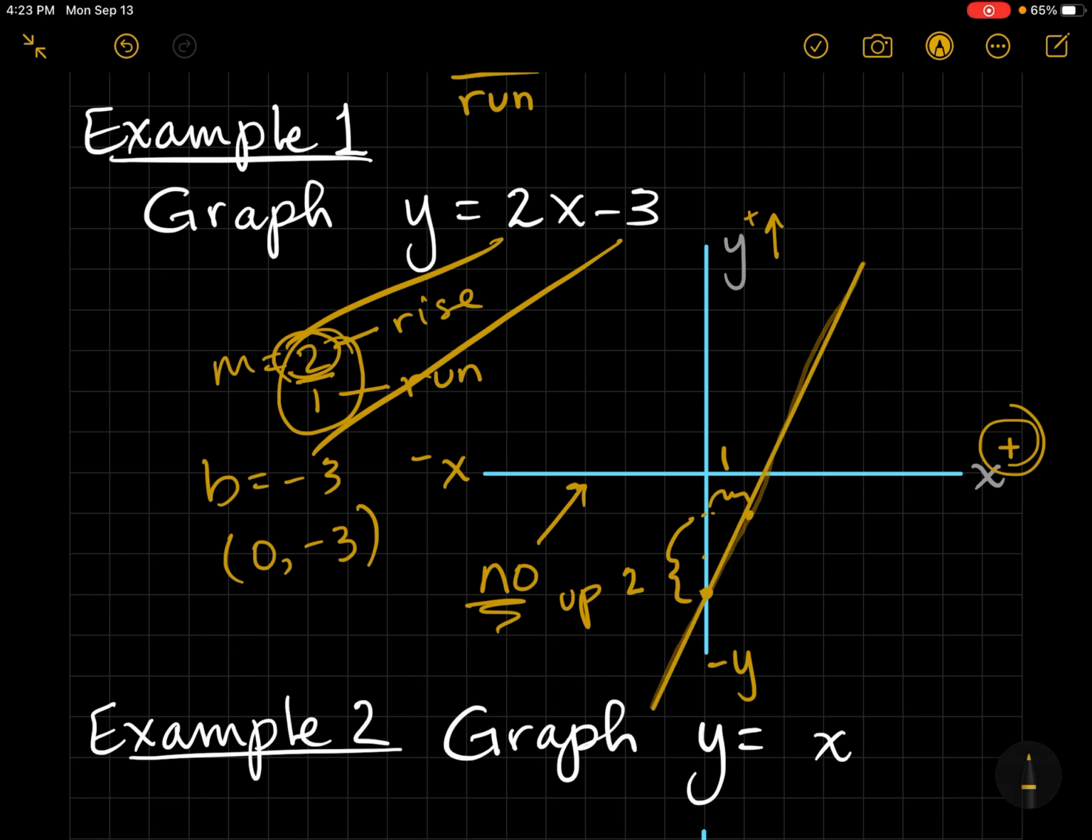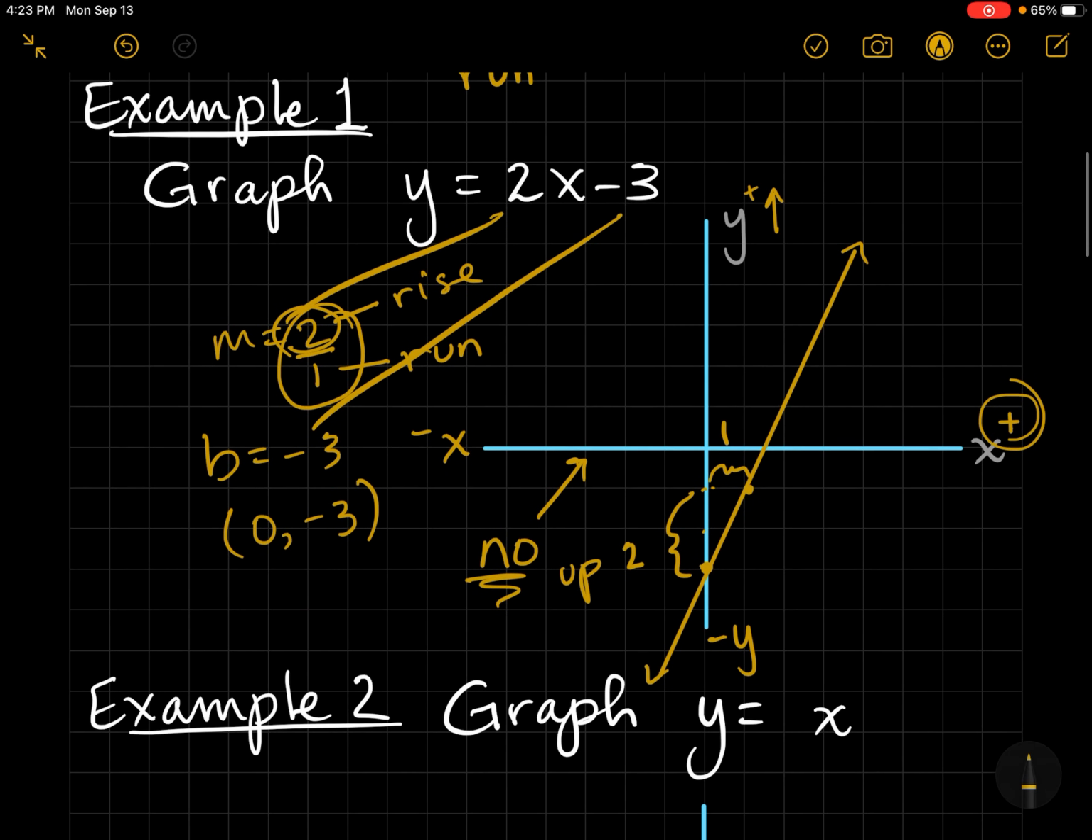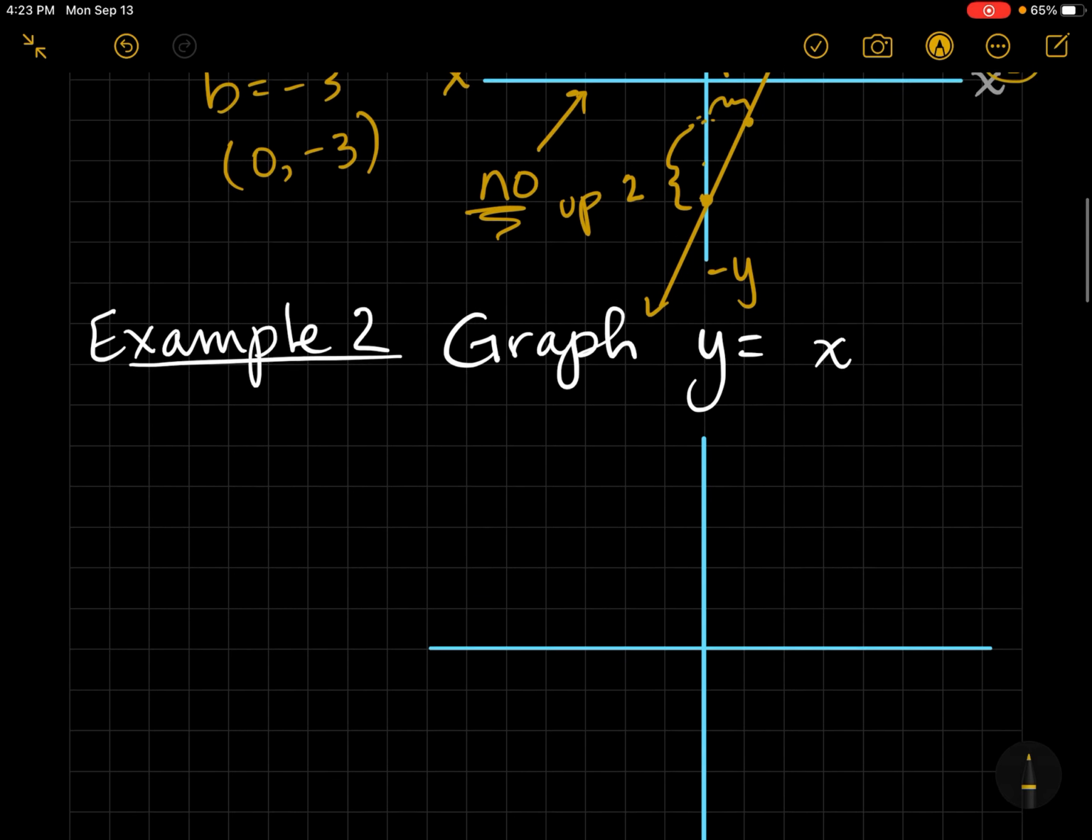Let me make that a little straighter. So there's our line, y equals 2x minus 3. And I just really want to make sure everyone understands. Notice we started at -3 on the y-axis. We went up 2, we ran 1. Let's try another one.